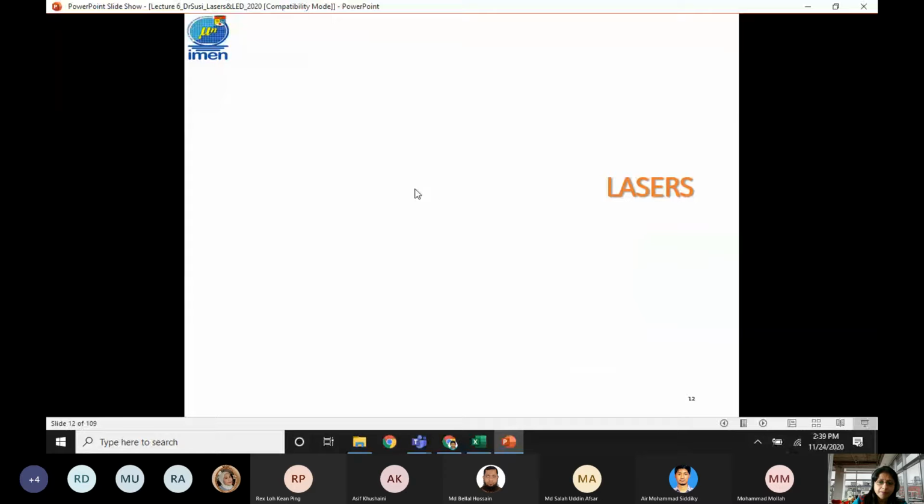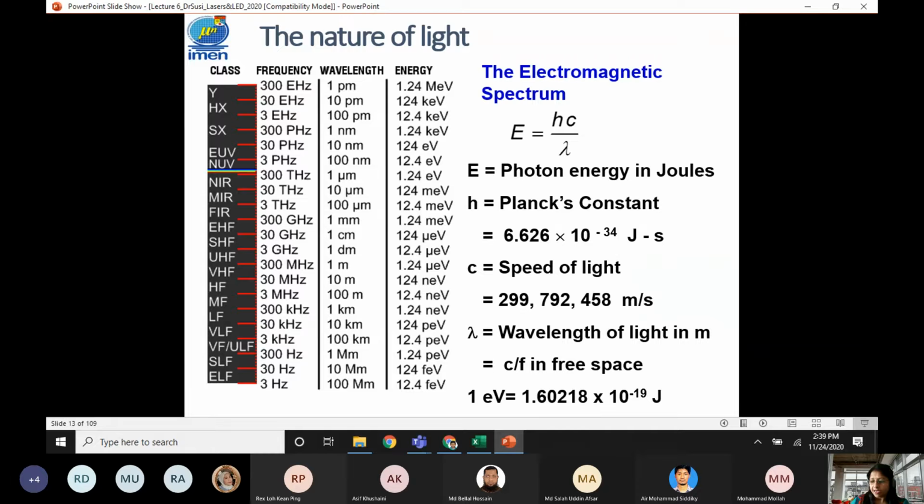All right. Okay, so we move on to the subject matter, which is lasers. And the nature of light is such that you have the electromagnetic spectrum. It ranges from the gamma ray, which is at 300 exahertz with a wavelength of 1 picometer, and the energy is very, very high at 1.24 mega electron volts, right until the extreme low frequency, which is at 3 hertz. And you can see the wavelength is very huge, at 100 megameters, and the energy is very low at 12.4 femtoelectron volts.